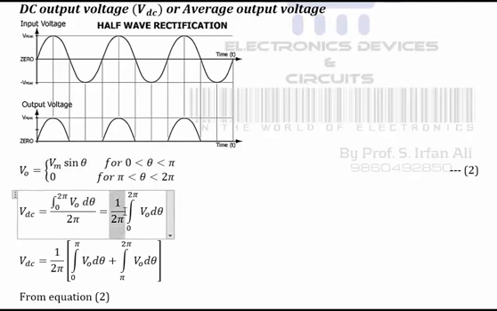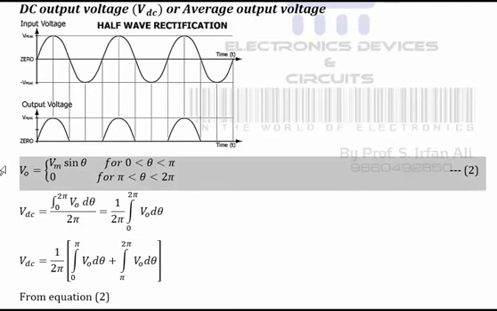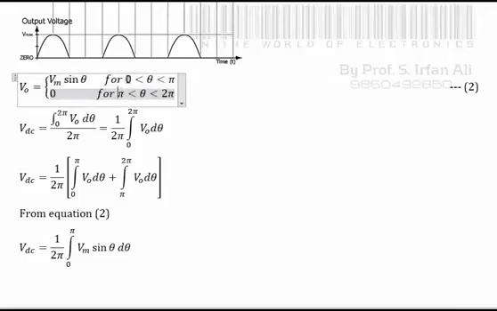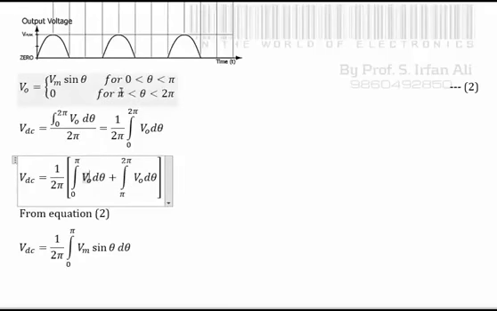So I have taken 1 upon 2 pi on one side, and this VO we have already defined here. This is the output voltage equation. So this equation has two limits, from 0 to pi and from pi to 2 pi, because the value of VO changes for different limits. So we have to split the integration in two parts. The first part will range from 0 to pi, and for that the value will become Vm sine theta. So we put Vm sine theta here, and for the range from pi to 2 pi we put 0 here, because the value is 0.